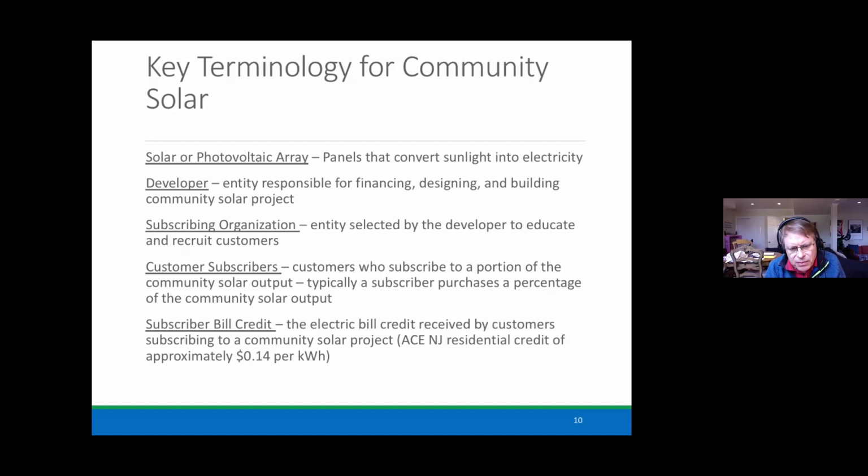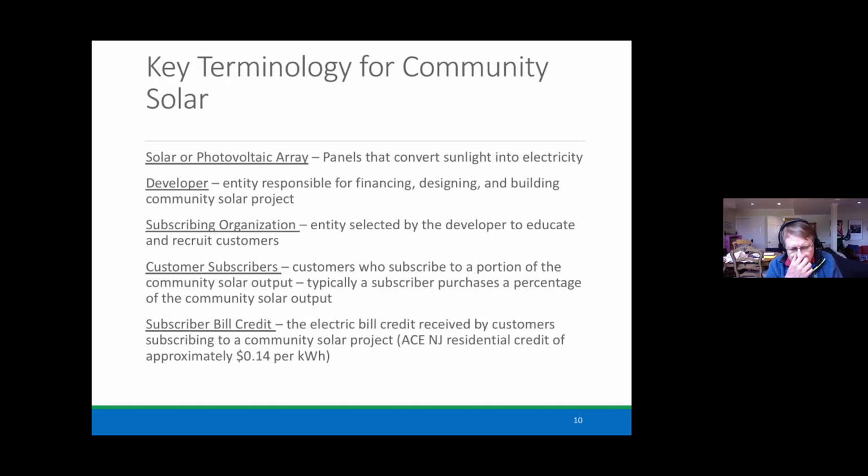And customer subscribers, these are individual customers who subscribe to a portion of the community solar output. Typically, a subscriber purchases a percentage of the community solar output that essentially matches their energy use at home, or matches a portion of their energy use at home. And they pay a fee for that, but that's offset with an electric bill credit that's received. And that's referred to as the subscriber bill credit. So the electric bill credit received by customers subscribing to a community solar, for a residential customer in ACE, New Jersey, is about 14 cents per kilowatt hour produced.